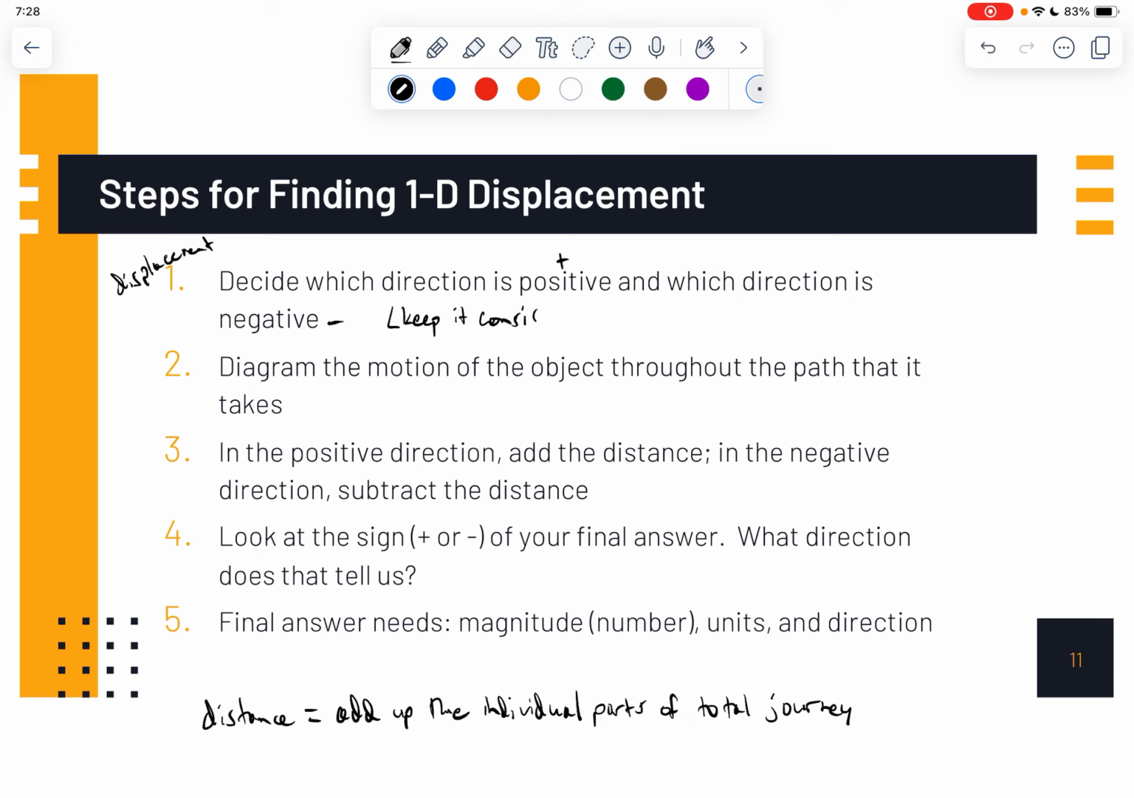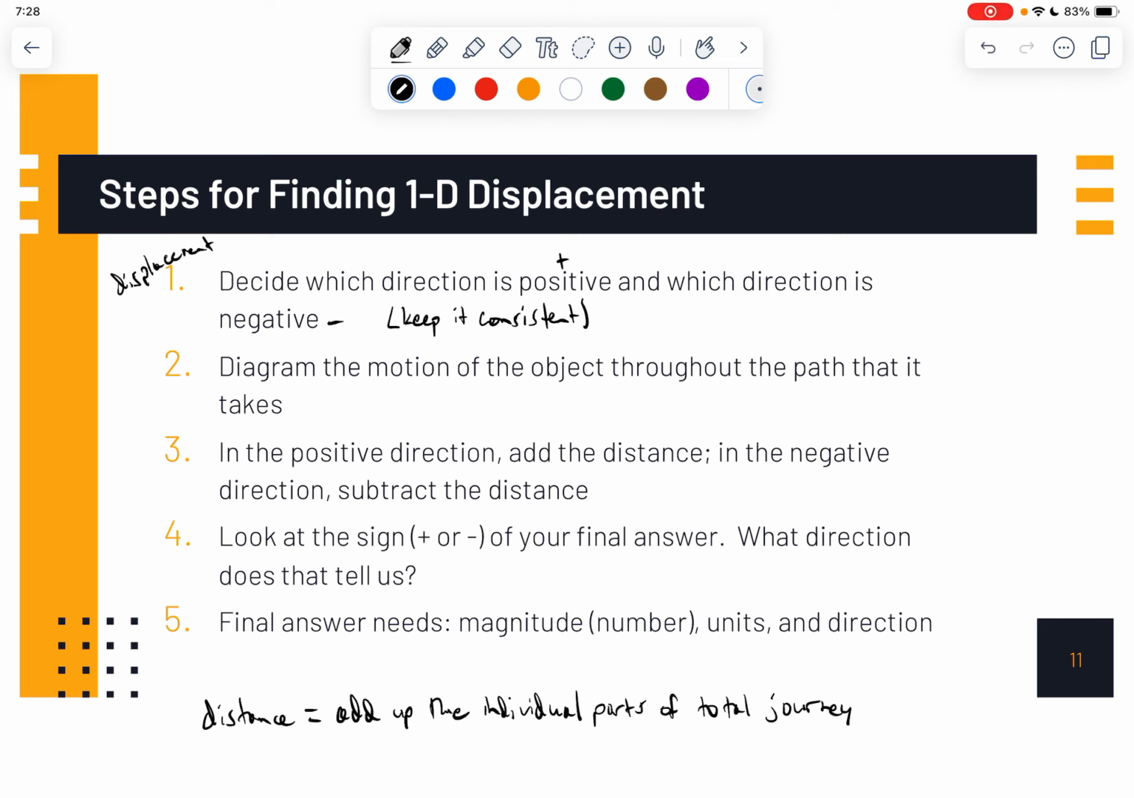So for instance, maybe we want to call going to the right our positive direction and going to the left our negative direction. That works. You could just as easily do the question by calling left positive, right negative. It will adjust your answer at the very end, whether your number ends up being positive or negative. But really all that positive and negative is doing is telling us our direction.